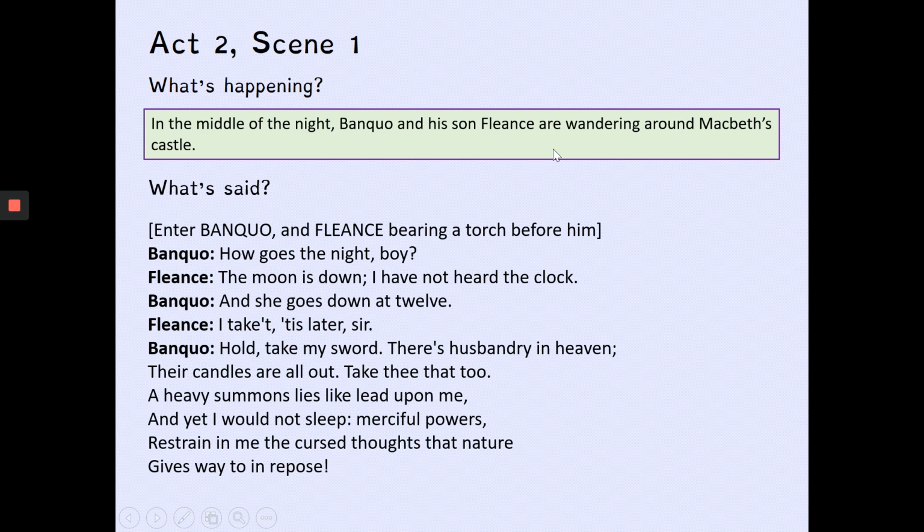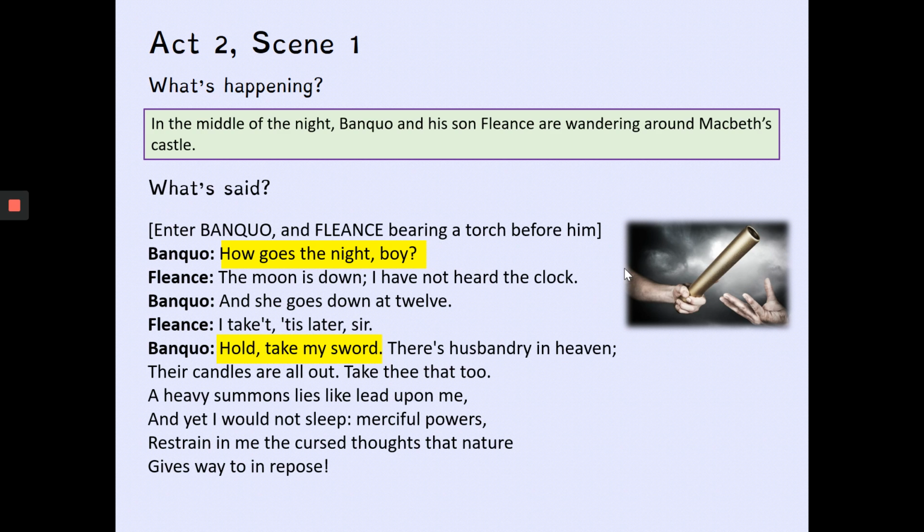And remember, we're in Macbeth's castle, so you've got this literal image of a dark, gloomy castle and these corridors where there's a small boy holding a torchlight amongst the darkness. Banquo says, "How goes the night, boy?" Fleance replies by saying, "The moon is down, I have not heard the clock." So again, we've got that kind of eerie atmosphere. And Banquo says, "And she goes down at 12." Fleance says, "I take it 'tis later, sir."